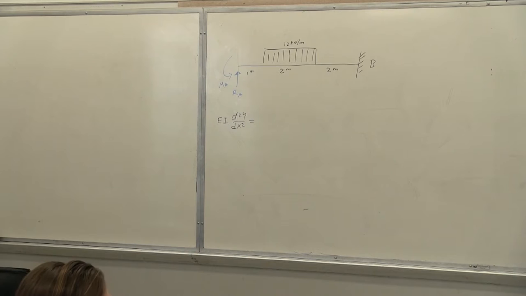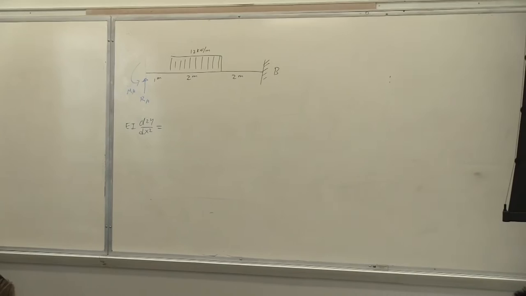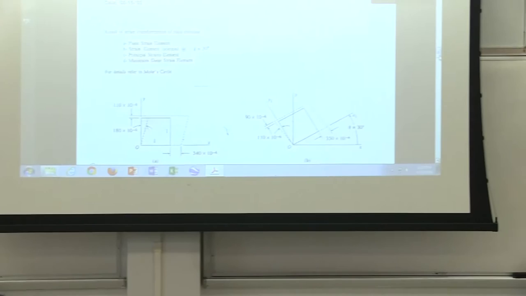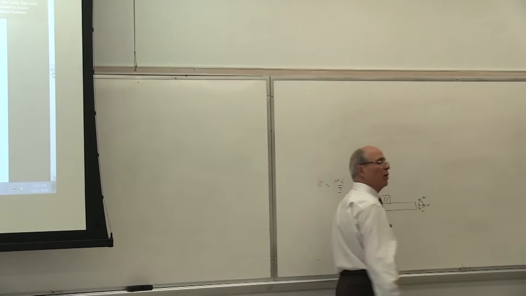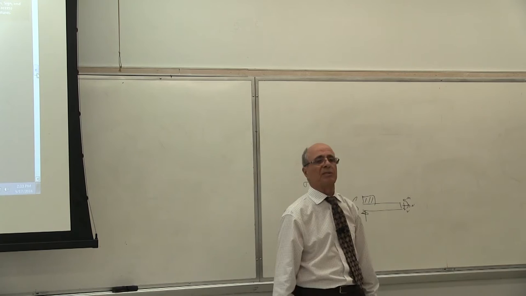Everybody understand that, that you have to go to the body. I don't care what you have here. You may have R here, M here, load here, etc. You go to that section. There is only one N, there is only one shear, and there is only one moment. Everybody understand what I'm saying? That defines all your stresses. Is that correct or not?